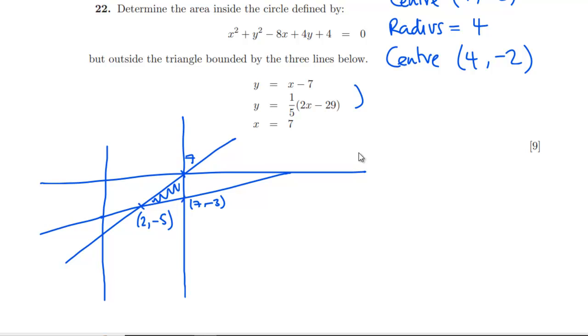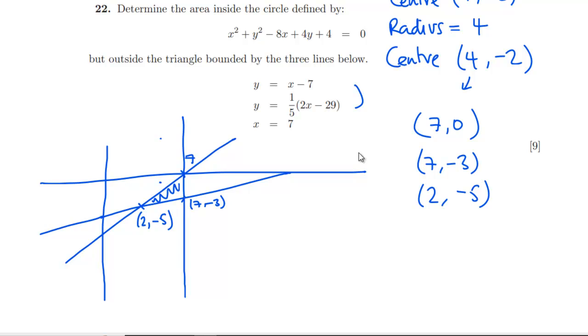So this circle is sitting at (4, -2), so somewhere around there, maybe. It's going up to here. Is it going to enclose all of these points? That's what we want to know, isn't it? So is the distance from (4, -2) to each one of these points, so we've got (7, 0), (7, -3), and (2, -5), so we need the distance from the centre to each one of these to be less than 4.